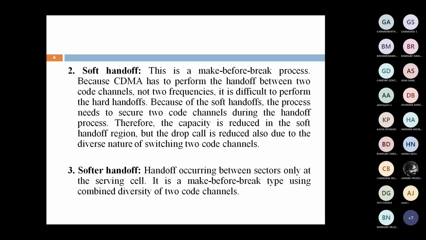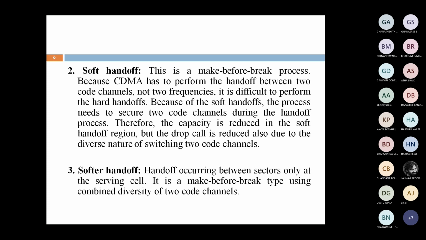The second one is soft handoff. The other name of soft handoff is make before break. That is, we want two connections at a time from both base stations. Once the connection is perfectly established with the adjacent base station, only then do we break the old one. This soft handoff can occur based on the signal strengths.